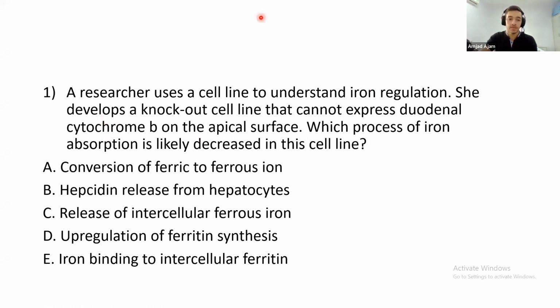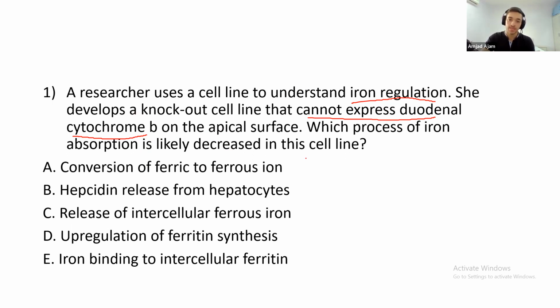So I will read. We have a researcher who uses a cell line to understand iron regulation. She develops a knockout cell line that cannot express duodenal cytochrome B on the apical surface. Which process of iron absorption is likely decreased in this cell line? Now remember the function of duodenal cytochrome B. What is the function of duodenal cytochrome B?